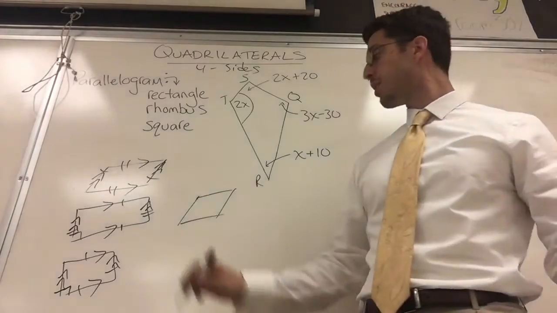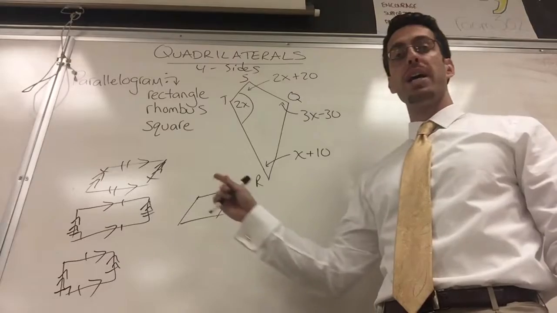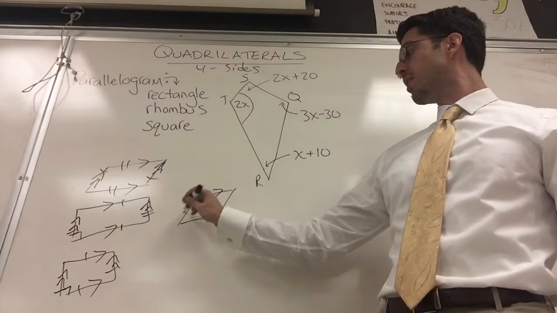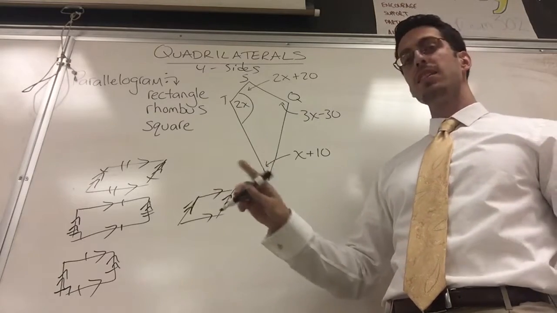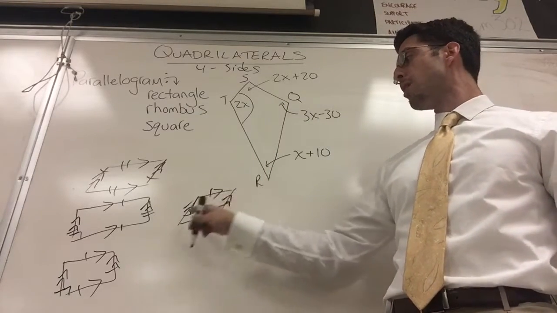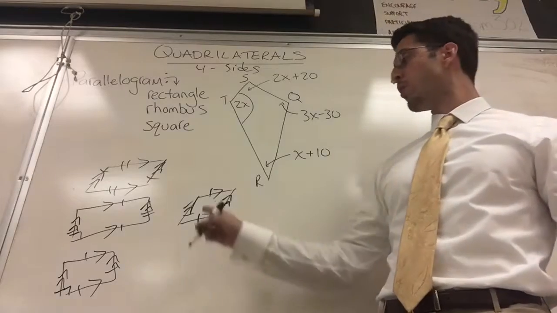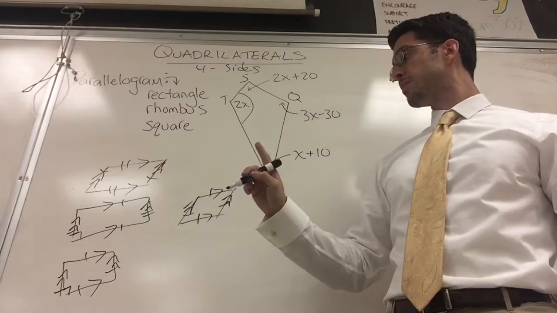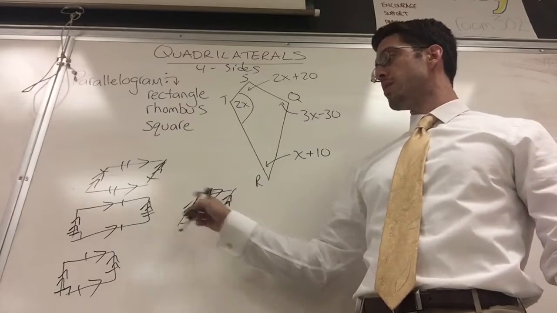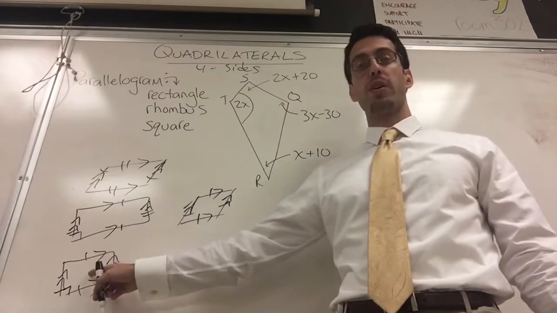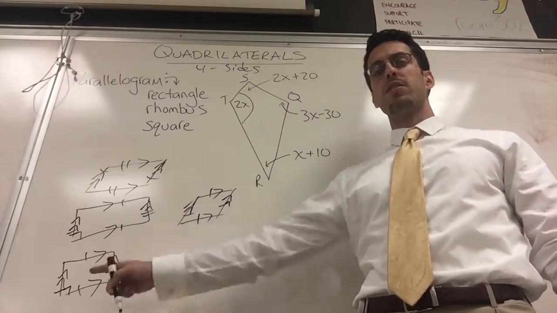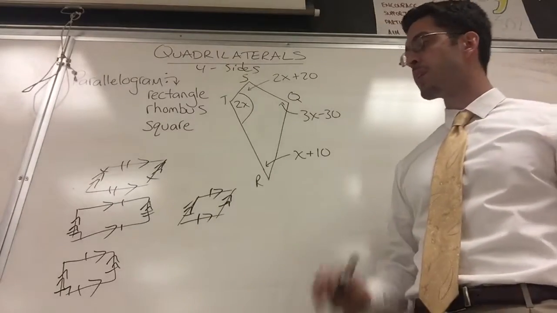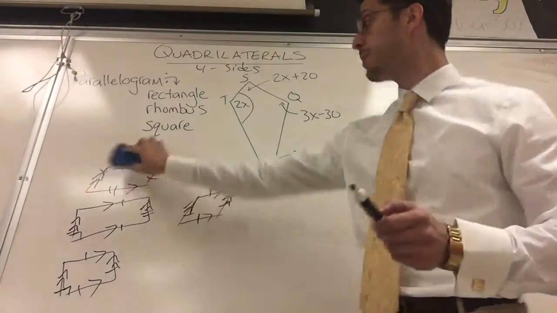A rhombus also has opposite pairs of sides parallel, and all four sides congruent, but no right angles. So a rhombus is a parallelogram, but a rhombus is not a rectangle, and a rhombus is not a square. But they're like cousins. They always say a rhombus is like a tilted square. It's kind of like that. Here's one more special thing you should know.